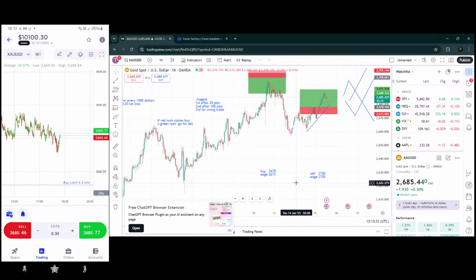And our targets for every day: one is 20 pips, second target we wait for 100 pips, and third is for swing trade. Always book your profit once you are in profits, because we always do break evens and there is like a 70-80% chance that the market hits your break even and goes, because they don't want anybody to make money, because it's like a fight.